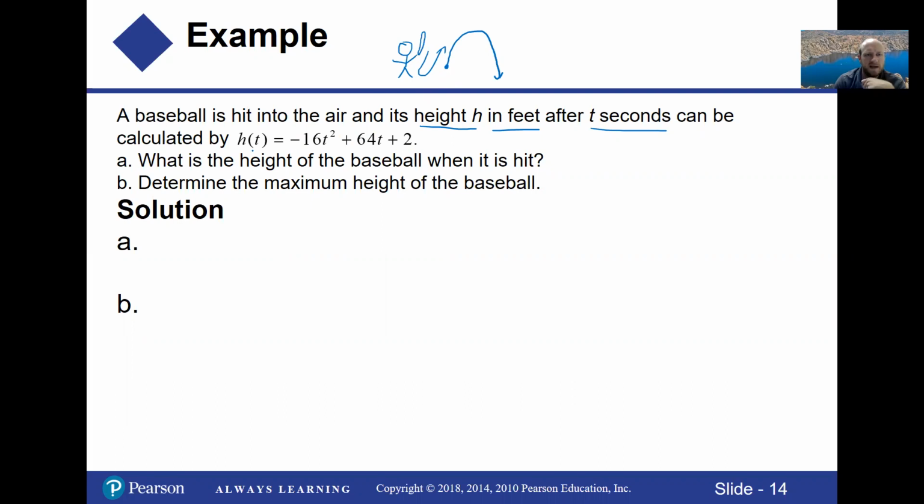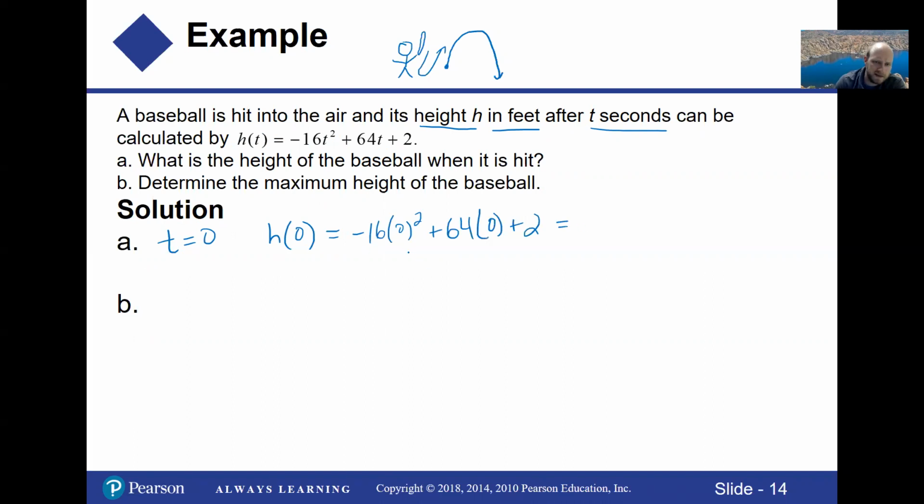Well, let's read this. It's the height in feet after t seconds. So when it is hit, it hasn't been in the air yet, so it's been 0 seconds. So t, our time, is equal to 0 here. To figure out the height, or h, I just substitute 0 everywhere I see a t. So I'd have negative 16 times 0 plus 64 times 0 plus 2.